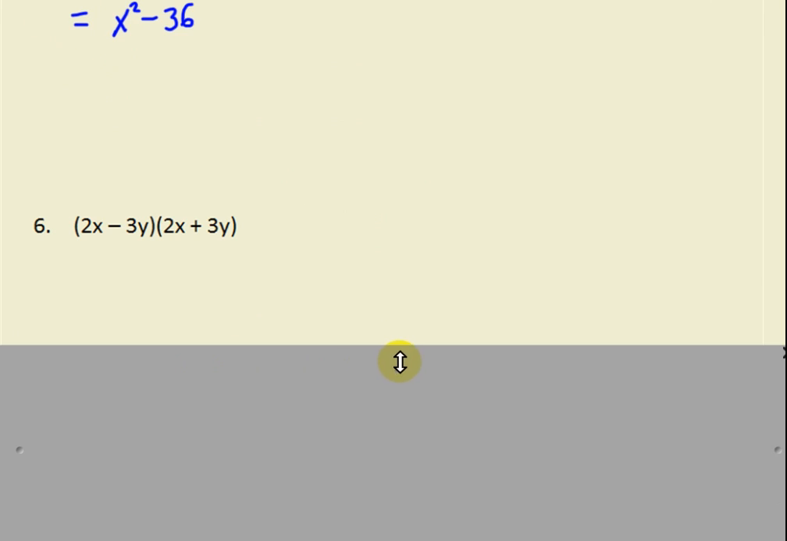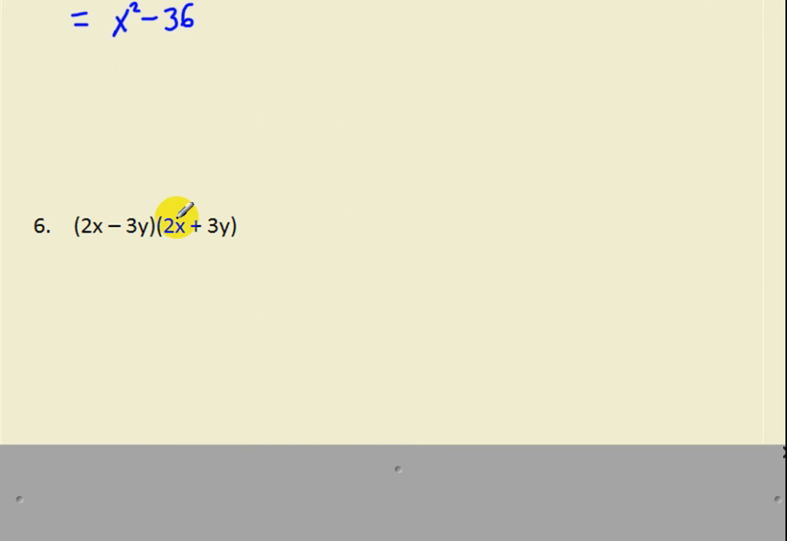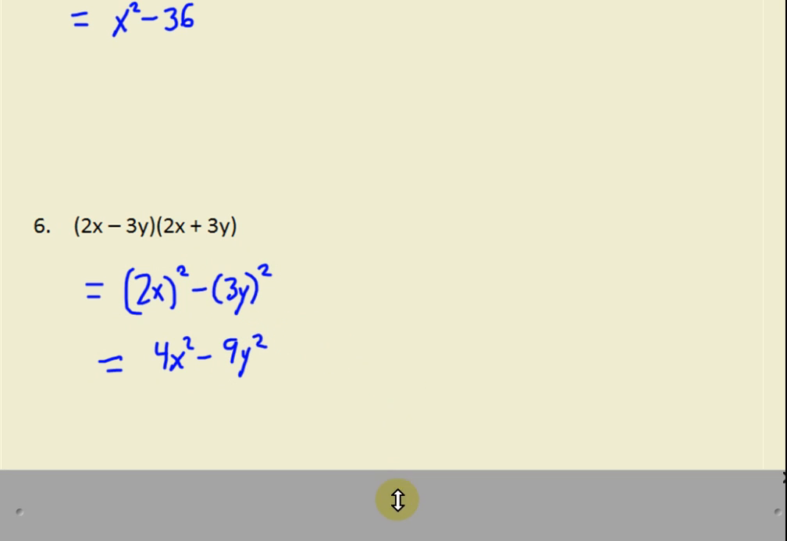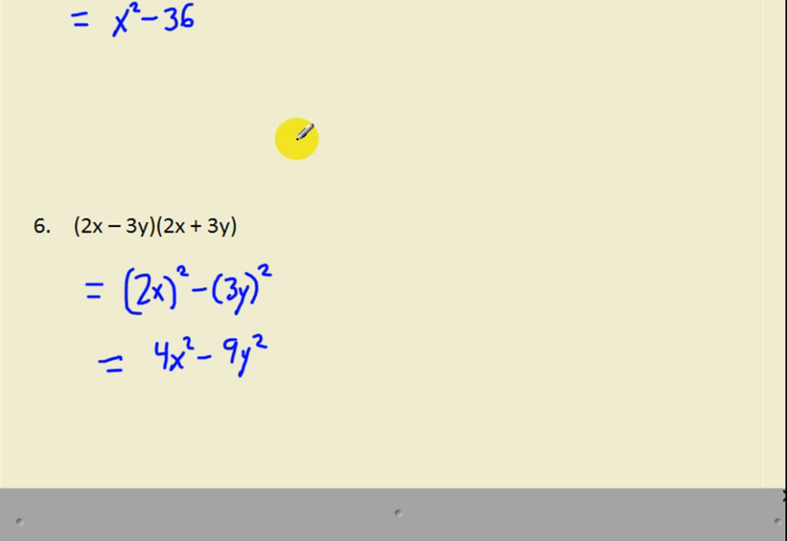Alright, and number 6. Again, we have a sum and a difference. It doesn't matter which order they're in. Here we have the difference first, then the sum. Same result though. This is going to be equal to, our first term is 2x, that will be squared, minus our second term is 3y, which also gets squared. So we have 2 squared is 4x squared, minus 3 squared is 9, and y gets squared as well. So there you have it. Keep your eyes open for those special cases of multiplying polynomials. Good luck.